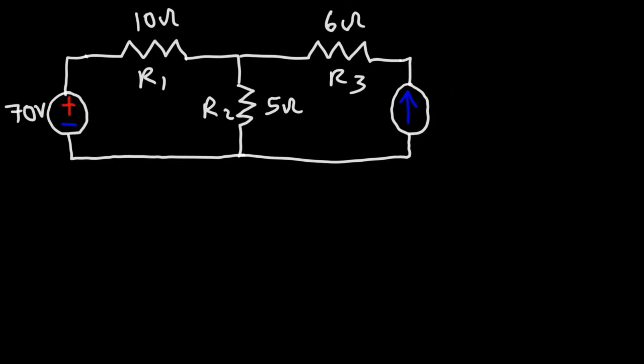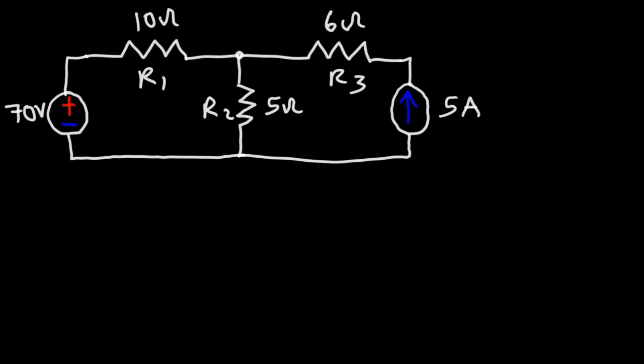Now here we have an independent current source with a value of 5 amps. So with this information, how can we use the node voltage method to calculate the current flowing through each resistor, as well as the voltage at this point?